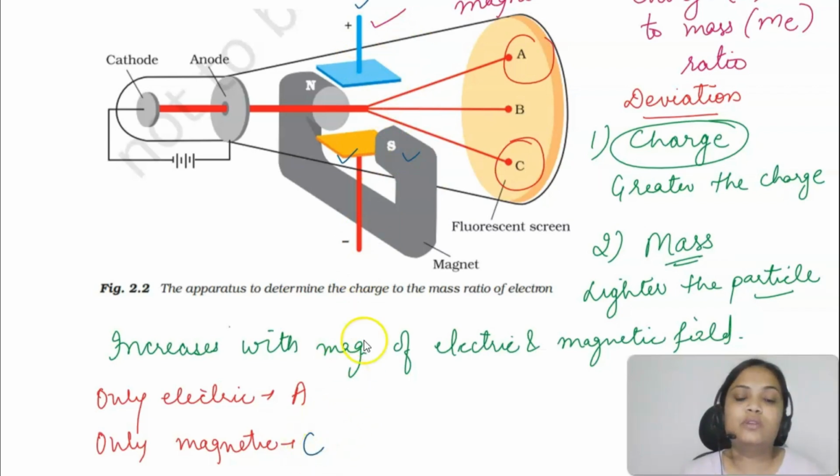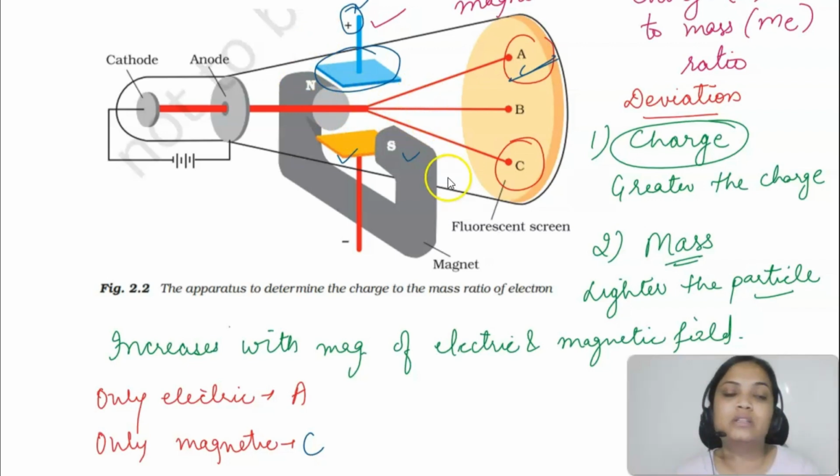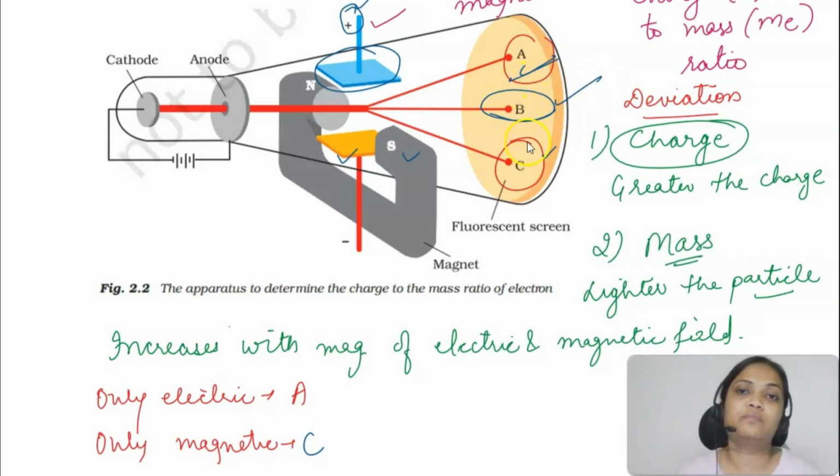Now why is it deviating towards point A? Because this is the positive plate of the electric field, and you know that these rays are negatively charged, so negative will get attracted towards the positive plate. But by balancing the electric and the magnetic field, we can again bring back the cathode rays to their original position, which is B. Meaning when the balanced field is applied, it will go to point B.